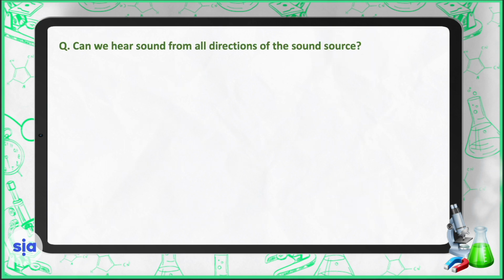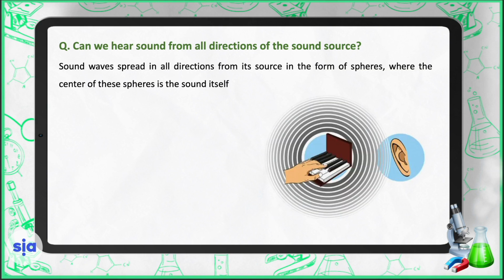Can we hear sound from all directions of the sound source? Yes, of course. Sound waves spread in all directions from their source in the form of spheres, where the center of these spheres is the sound source itself.